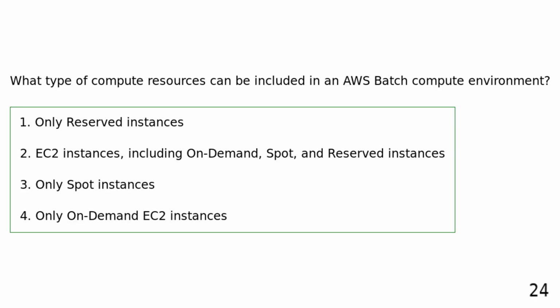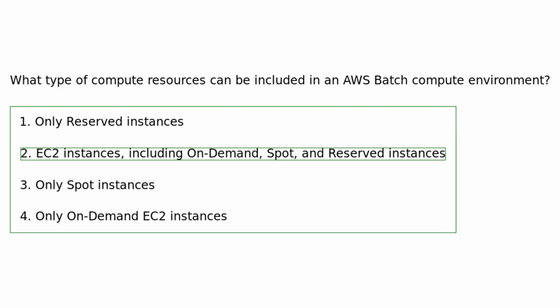What type of compute resources can be included in an AWS Batch compute environment? Only reserved instances. EC2 instances, including on-demand, spot, and reserved instances. Only spot instances. Only on-demand EC2 instances. AWS Batch compute environments can include various types of EC2 instances such as on-demand, spot, and reserved instances, offering flexibility in cost and resource management.